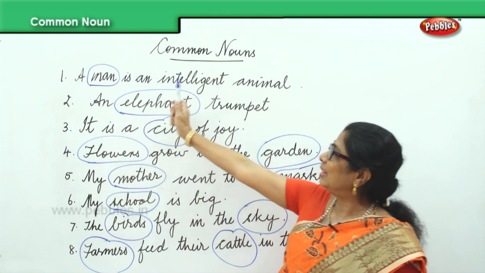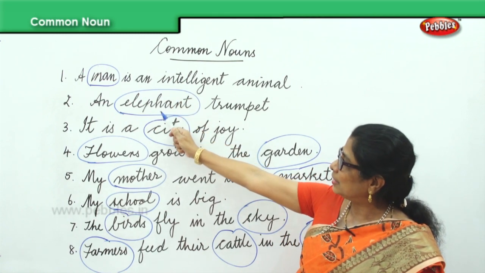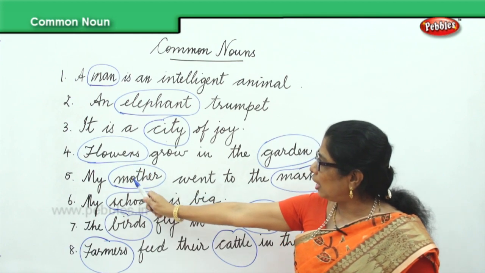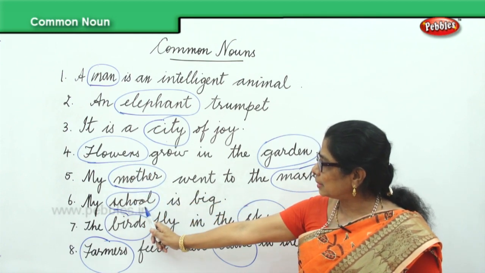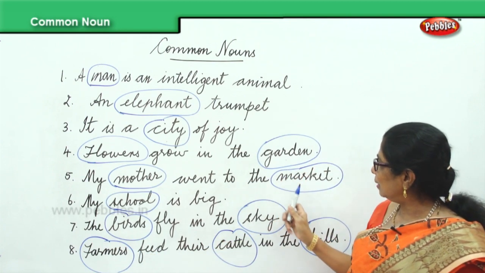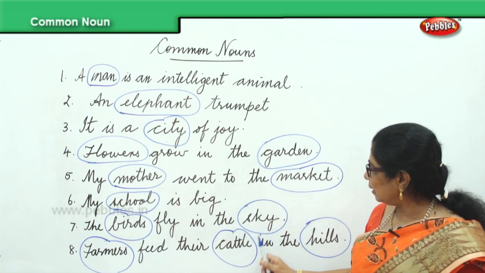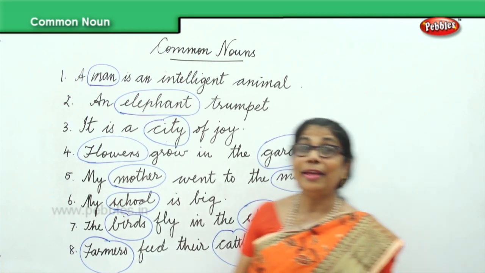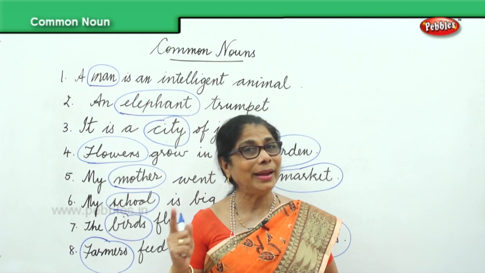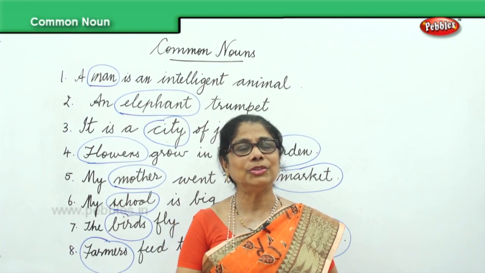Okay. Now, common nouns in each of these sentences. Man is a common noun. Elephant is a common noun. City is a common noun. Flowers are common noun. Mother, school, birds, farmers, garden, market, sky, cattle and hill. They are all common nouns. Very good. So we learn to identify common nouns from these sentences.